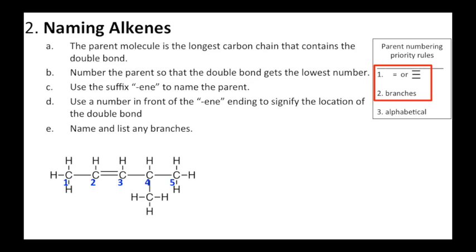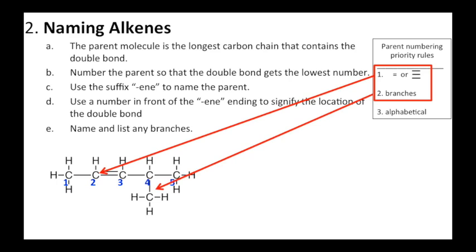Here's our rules. If you have both double or triple bonds and branches in the same compound, the double or triple bond gets priority. Okay? So in this compound, we've got a branch here, and we've got a double bond here. Well, we're not going to number it 1, 2, 3, because that would give the branch priority. We need to give the double bond the priority. 1, 2, 3, 4, 5. Okay, so that gets the priority, and then the branch.